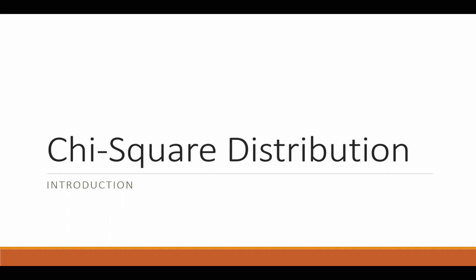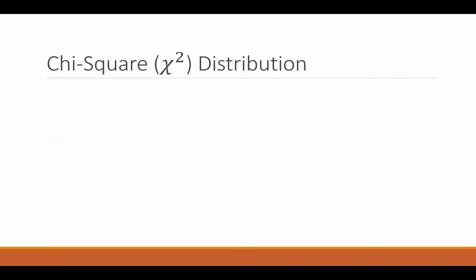So let's talk about the chi-square distribution. The symbol for chi-square, chi is a Greek letter. It looks like kind of a fancy X. And we put an exponent of 2 on it because it's called chi-square. So to indicate the square, we put the exponent of 2 on it. So that's the symbol you'll see for chi-square.